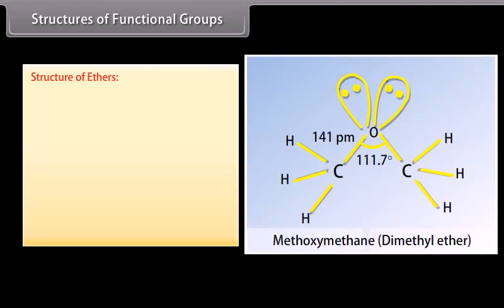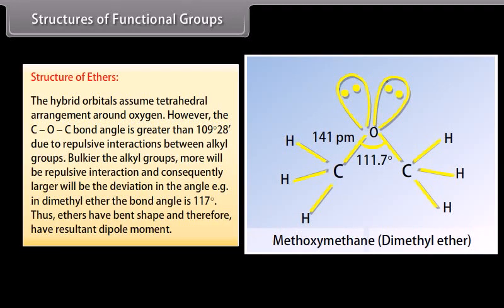Structure of ethers. The hybrid orbitals assume tetrahedral arrangement around oxygen. However, the C-O-C bond angle is greater than 109°28' due to repulsive interactions between alkyl groups. Bulkier the alkyl groups, more will be repulsive interaction and consequently larger will be the deviation in the angle. For example, in dimethyl ether, the bond angle is 117°. Thus, ethers have bent shape and therefore have resultant dipole moment.